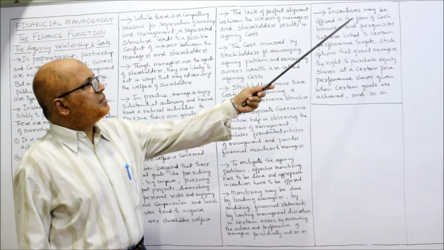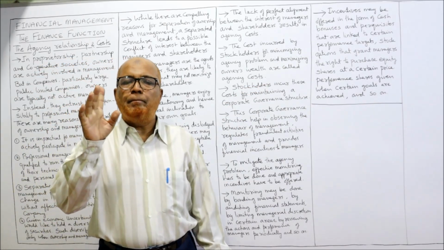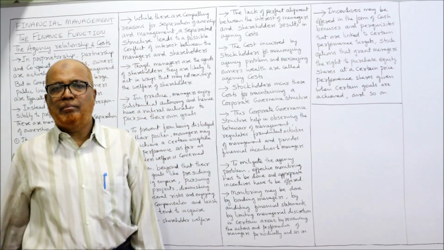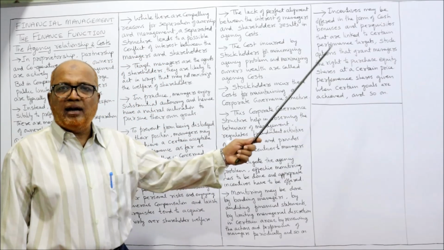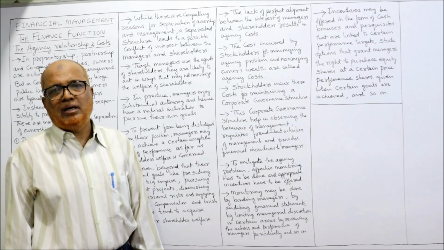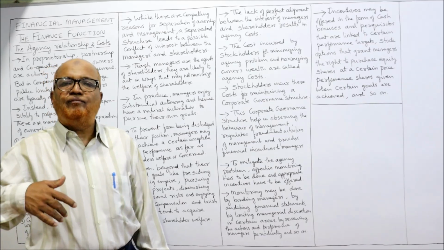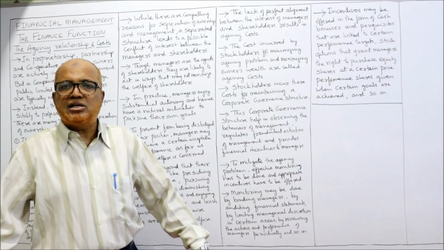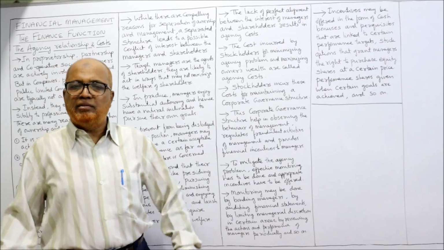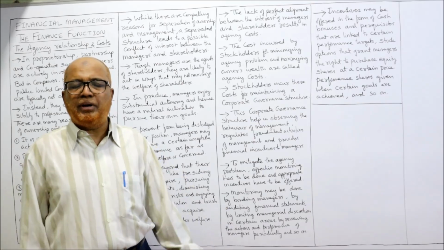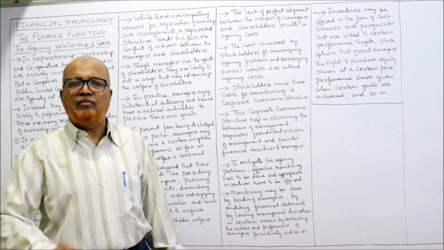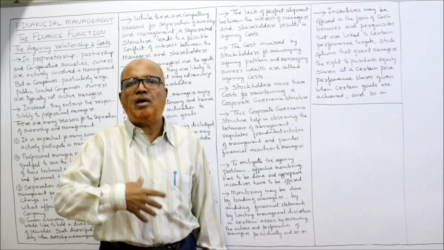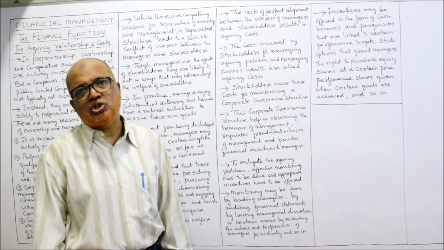Now, incentives may be offered. The first method of mitigating the agency problem is monitoring the management. Secondly, by providing incentives, by giving financial rewards to the management. In that case, management will become happy. The directors and managers are more than happy. They will think only from the point of view of shareholders. They will think that we are the agents. We have to perform on behalf of our principal, the shareholders.